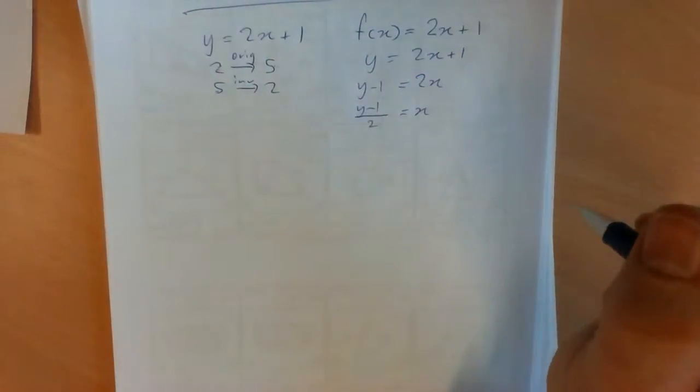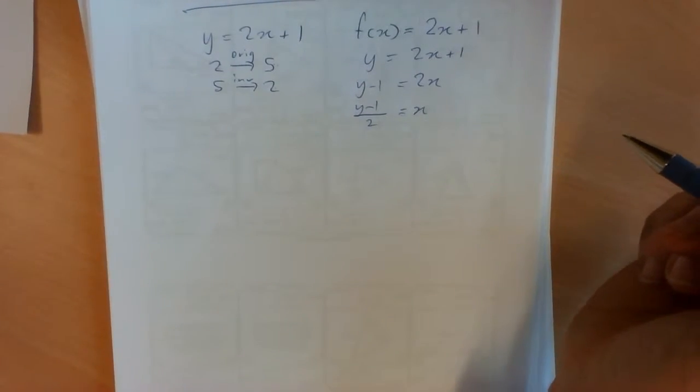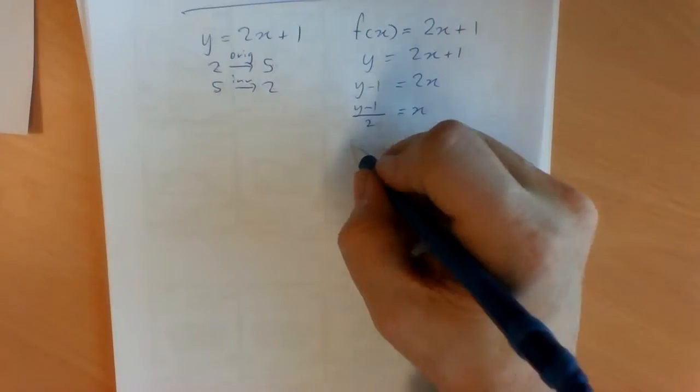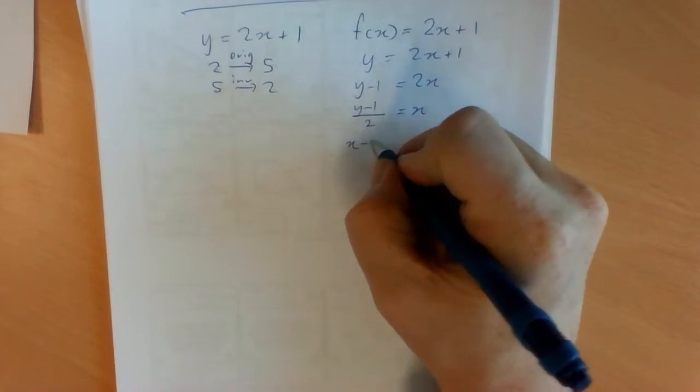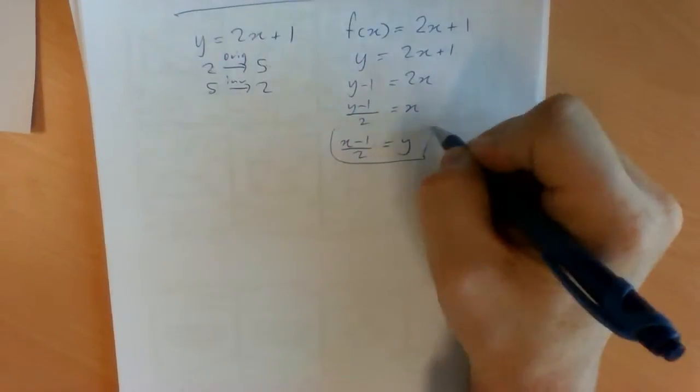Step 3 is to do find and replace. So everywhere you see an x, write a y. Everywhere you see a y, write an x. In other words, swap x and y. So I see a y there, write an x. See an x there, write a y. Now that's your answer. That is the inverse.